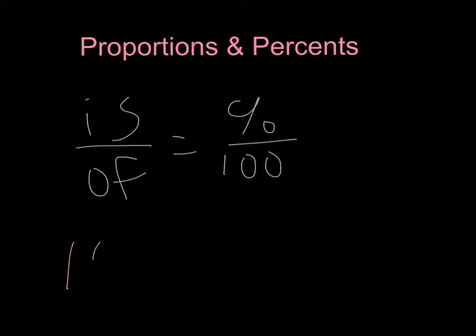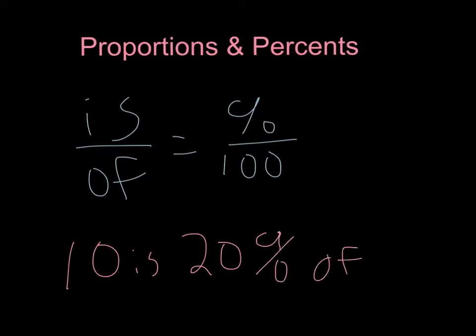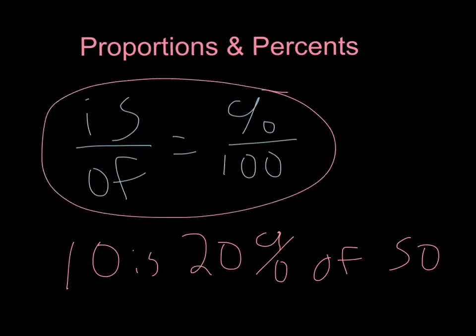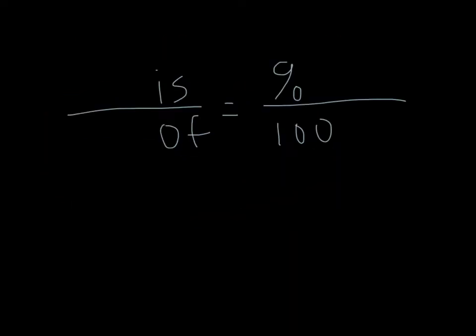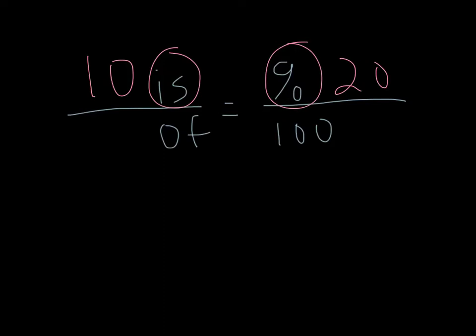10 is 20% of 50. Okay, let's show how we do that using this right here. So what I put on the last page was 10 is 20% of 50. Let's say one of those was unknown.